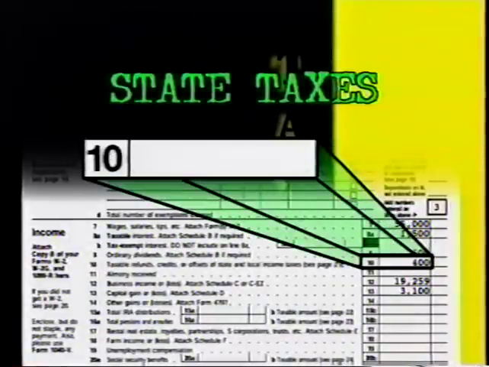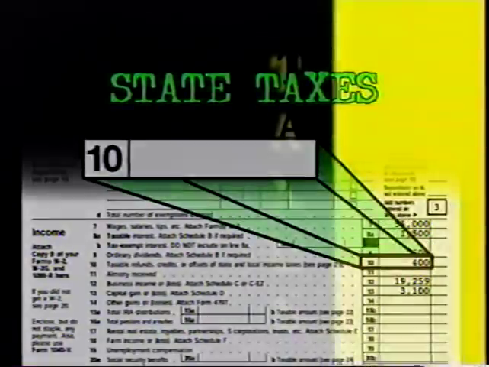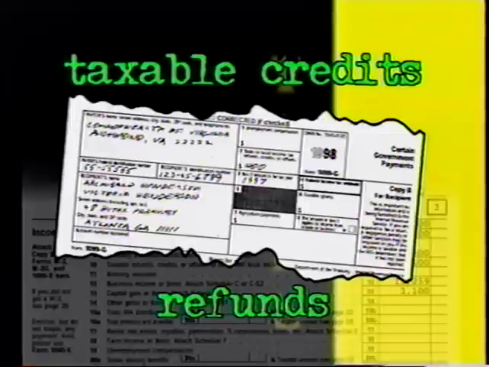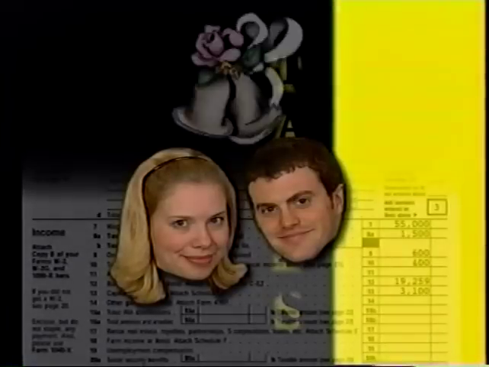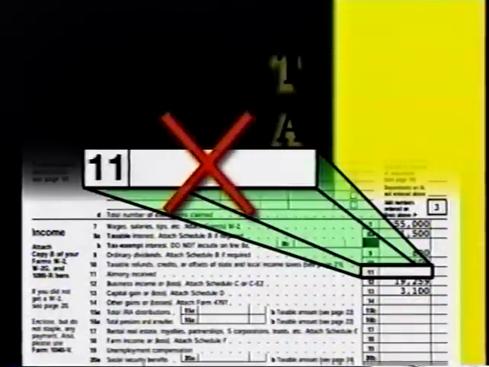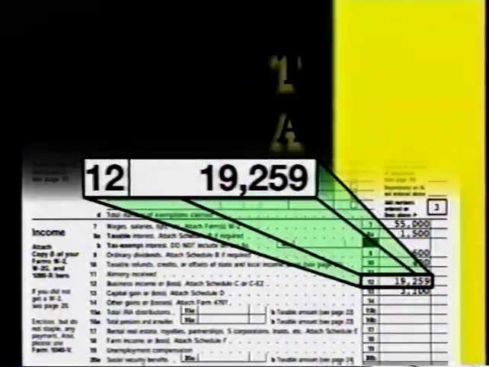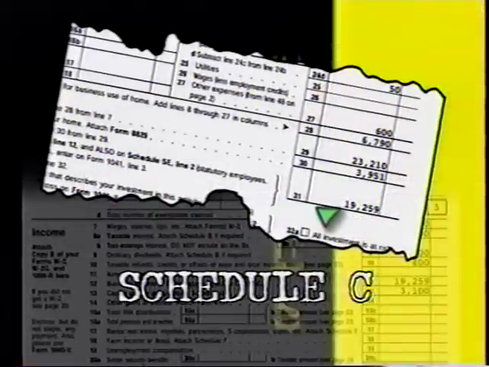Line 10 is a different beast. It comes from state taxes. The state sends the Hendersons, and for that matter, everyone in the state, a 1099-G form. On it is a list of taxable credits and refunds. That's where the Hendersons find the $400 value they put on line 10. Archie and Vicky have a strong marriage, so line 11, alimony received, doesn't apply. On line 12, we put the $19,259 of Vicky's business income from Schedule C.